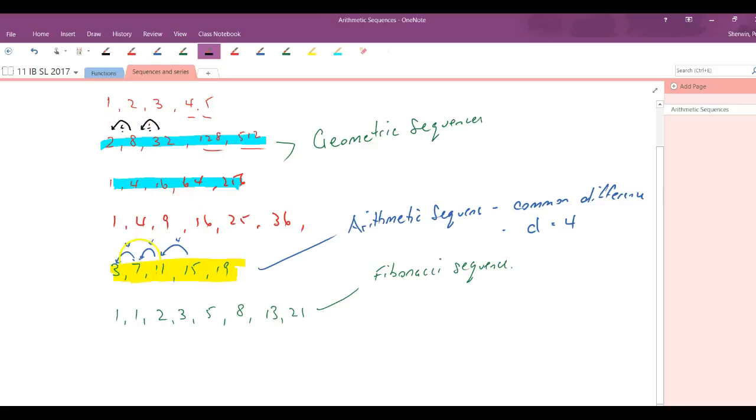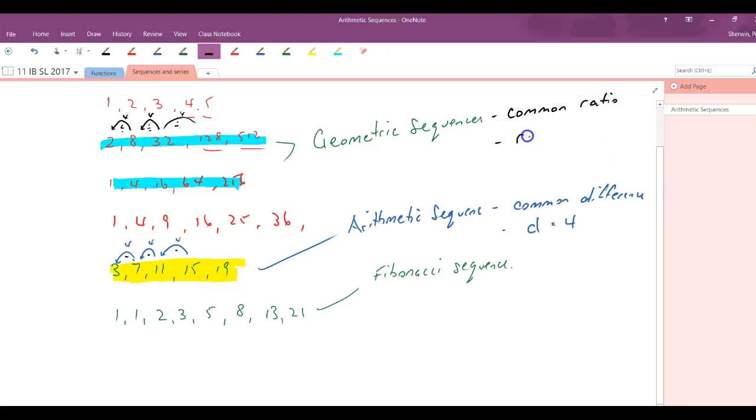For arithmetic, it was a little subtraction. Sometimes that's negative, and sometimes this is negative. But what we're getting, if we divide any term by the term in front, is the same number. And whenever that's the case, when we're dividing any term by the one in front and getting the same number, what we've got is a geometric sequence. We say that each term divided by the term in front has a common ratio.